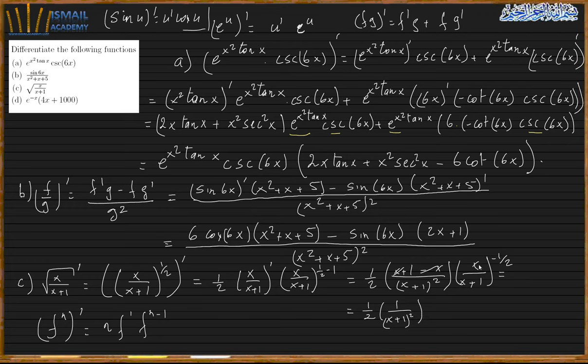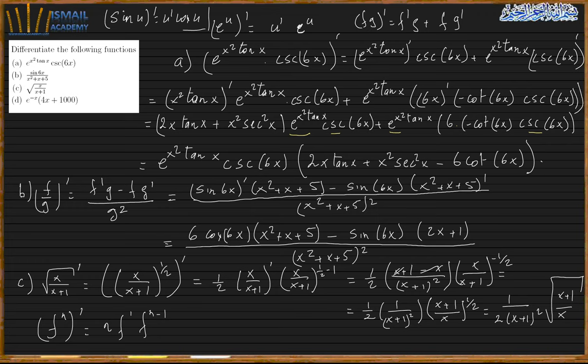If this is negative, we just flip the fraction to make it positive, so it's going to be x plus 1 over x to the half, and it should be like this: 1 over 2 times x plus 1 square, square root of x plus 1 over x, and this will be your final answer.